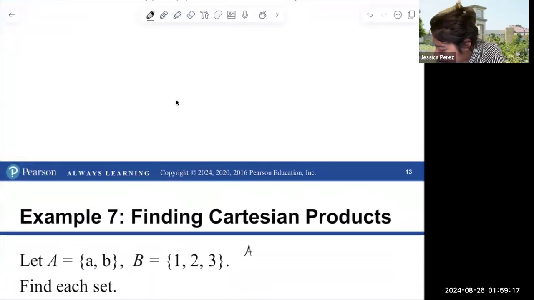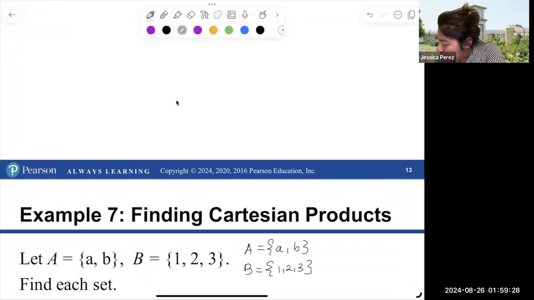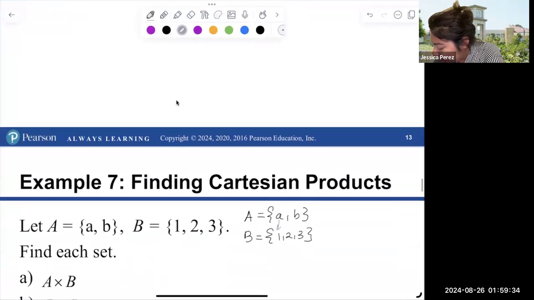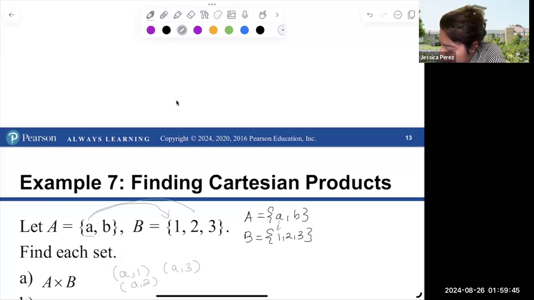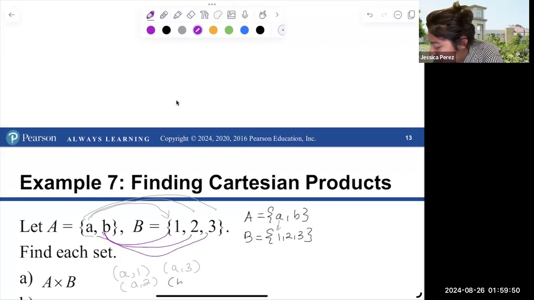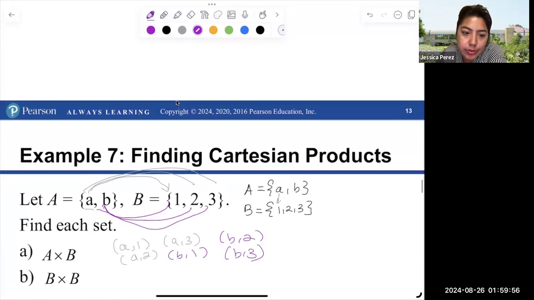So you have A that has the set A, B, and we have the set B to have 1, 2, 3. So you're going to do a combination. A will go to 1, A will go to 2. So we want A cross B. So (A, 1), (A, 2), (A, 3). Then (B, 1), (B, 2), (B, 3). And this is called a Cartesian product.